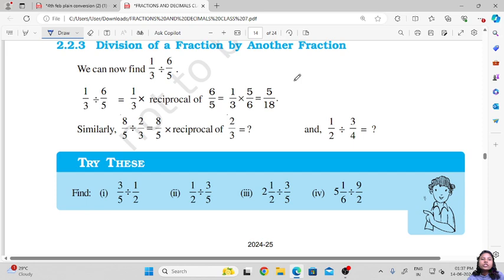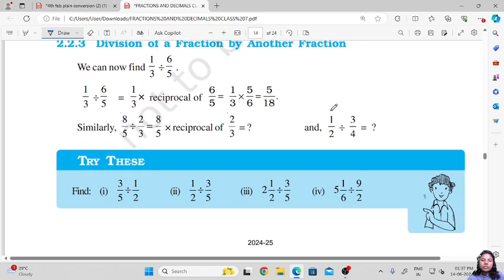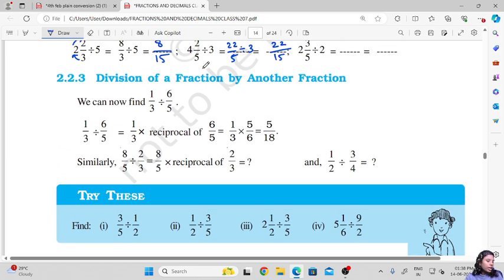Now division of a fraction by another fraction. So now we saw how to do division of just whole numbers, then we went to division of whole numbers by fraction. In that case we have to take out the reciprocal of the fraction. Then we went to division of a fraction by whole number. In that case we have to take the reciprocal of the whole number that is given to us. Now lastly we have division of a fraction by another fraction.